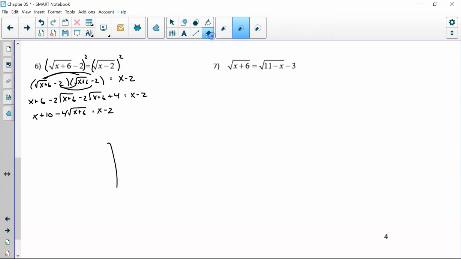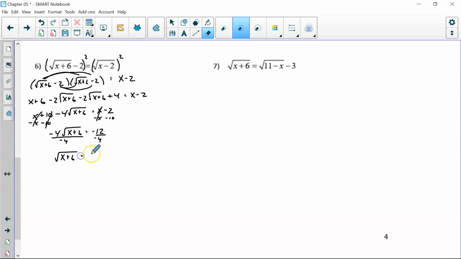Now our goal is to isolate the square root. So we're going to subtract x from both sides. And while we're at it, we'll subtract 10 from both sides. So we get negative 4 times the square root of x plus 6 equals, the x's cancel, negative 12. Divide both sides by negative 4. So we get the square root of x plus 6 equals 3.